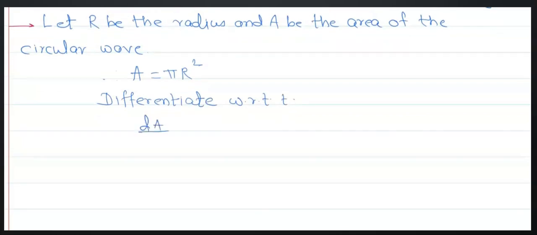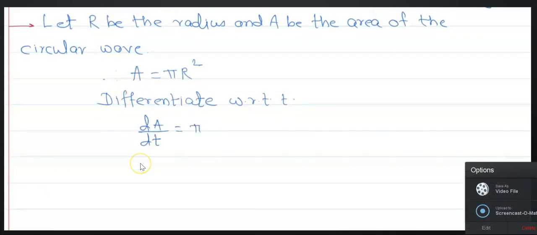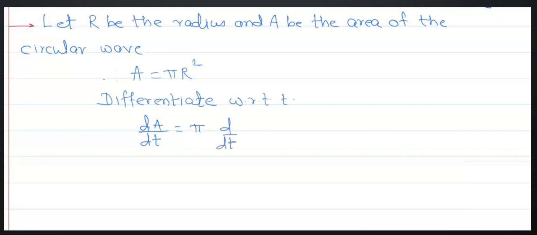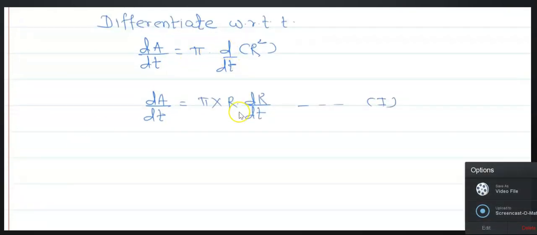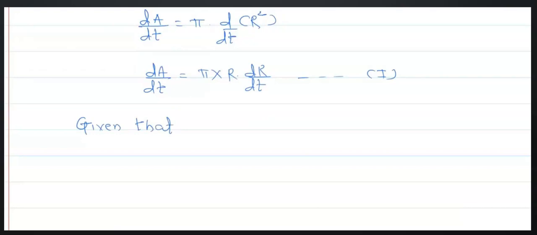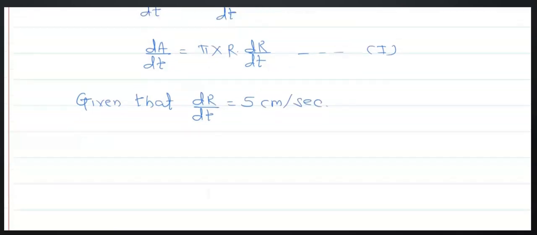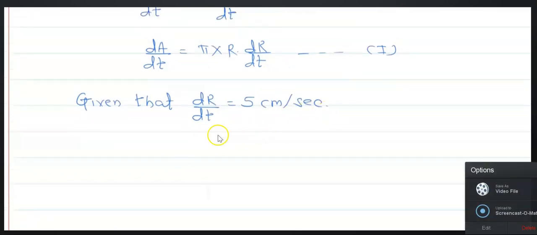Now differentiate this with respect to t. Now dA upon dt equals, this does not contain t, therefore we'll apply the chain rule here. dA upon dt equals pi into 2r into dr upon dt. Now what is dr upon dt? The radius is increasing at the rate of 5 centimeter per second, so substitute the value.